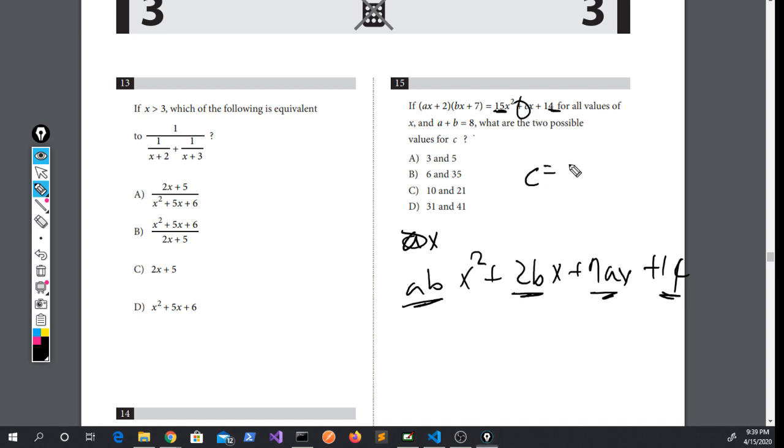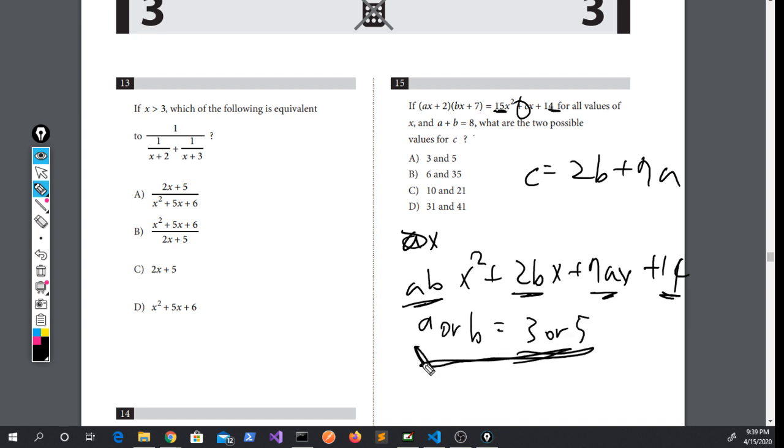Okay, let's write that down. 2b plus 7a. Alright, what's ab? If a plus b is 8 and ab is 15, a or b is 3 or 5. I don't know how to explain this because it's not really common sense, but you can't be that bad with numbers, right?